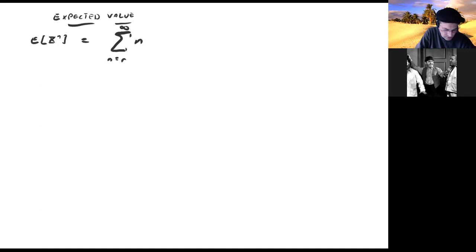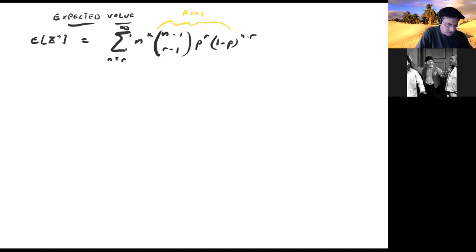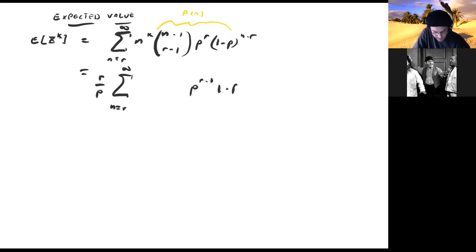So it's n to the power of k, n minus 1 choose r minus 1, p to the r, 1 minus p to the n minus r. This expression here is P of n. Something is wrong: this should be the expected value of X to the k. Okay, so what do we get when we do this? Well, I'm going to pull out a factor of r over p. We'll see why in a moment. And then it's the sum, n goes from r to infinity. I pulled out a factor of p, so it becomes p to the r minus 1. The 1 minus p to the n minus r stays the same.